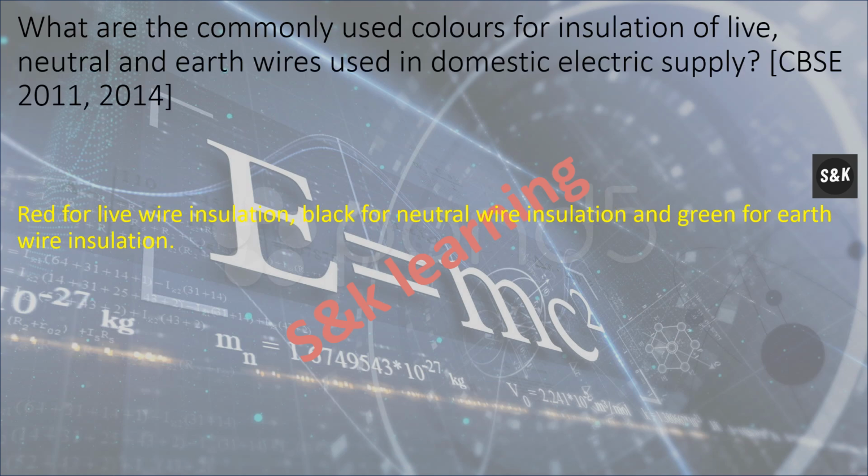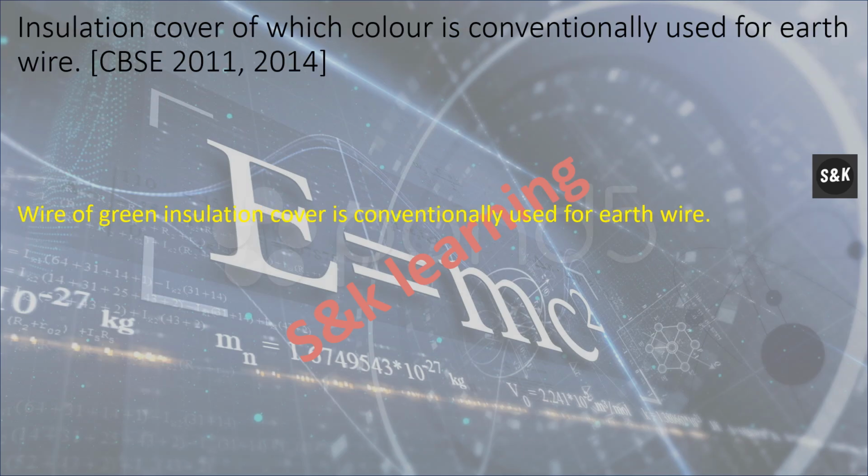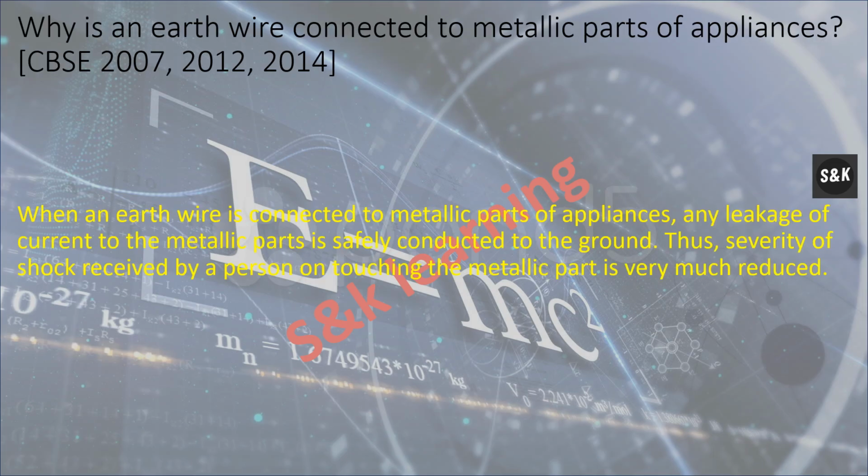What are the commonly used colors for insulation of live, neutral and earth wire used in domestic electric supply? So red for live wire insulation, black for neutral wire and green for earth wire. Insulation cover of which color is conventionally used for earth wire? Wire of green insulation cover is conventionally used for earth wire.